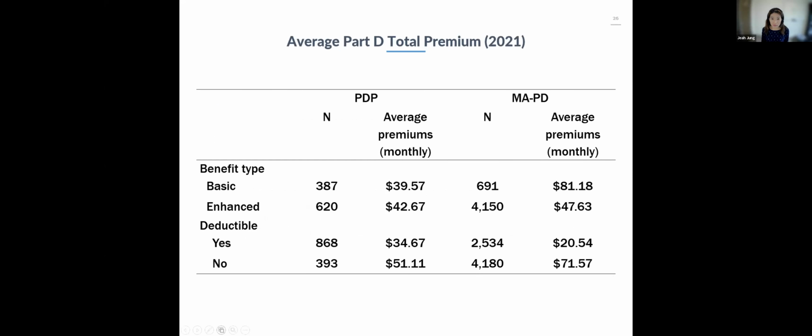So we got some numbers here, some descriptive data, on how much the Part D total premium is on average. You can see here PDP versus MAPD. Oh, wow. Can you see that? This is not a typo. MAPDs, those plans that provide enhanced benefits, actually charge a lower premium. That is true. Compared with standalone PDPs, this relatively small number of MAPDs that provide only basic benefits have a pretty high premium on average. And you can see here by deductible status.